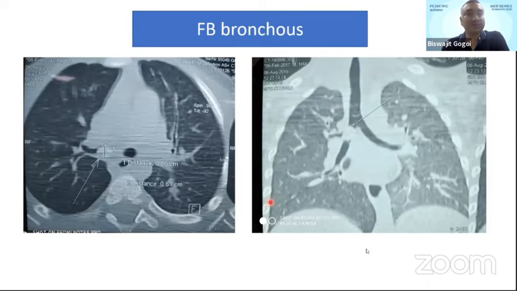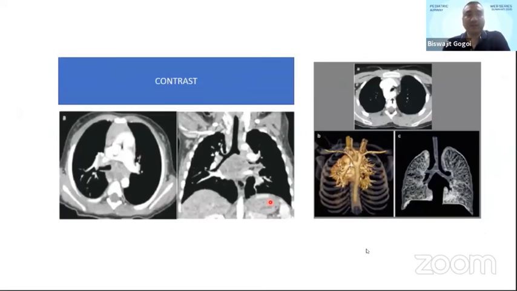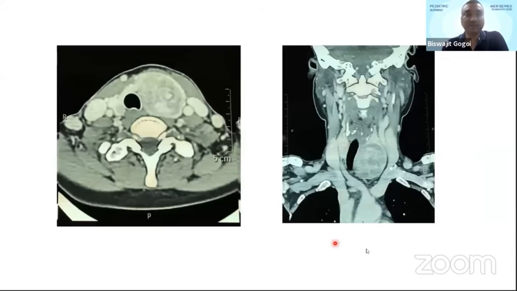Foreign body bronchus, this is basically more important in case of radiolucent, like plastic foreign bodies, and also organic foreign bodies. And contrast is required sometimes if you have a mass in the mediastinum, and also sometimes we can go for any aberrant vessels, like in an aortic arch, which gives a secondary tracheomalacia.